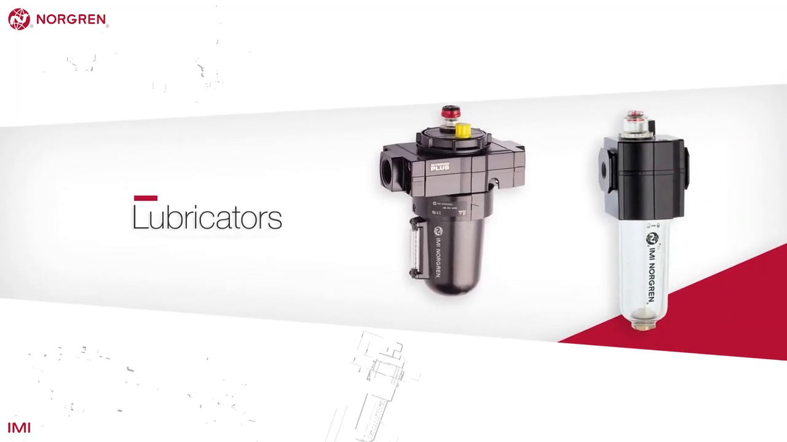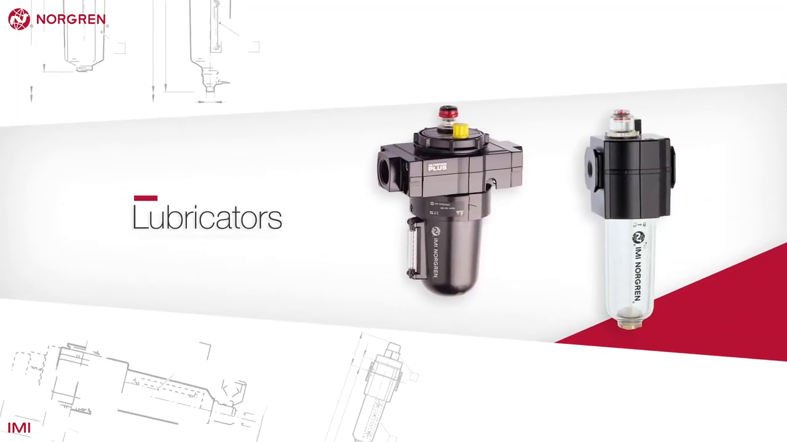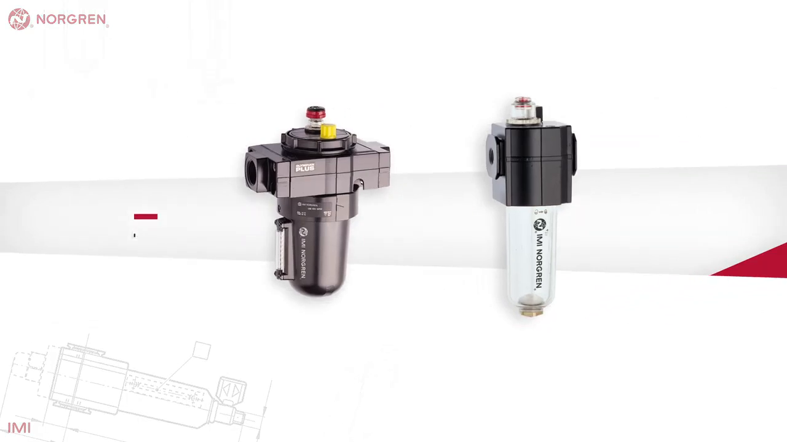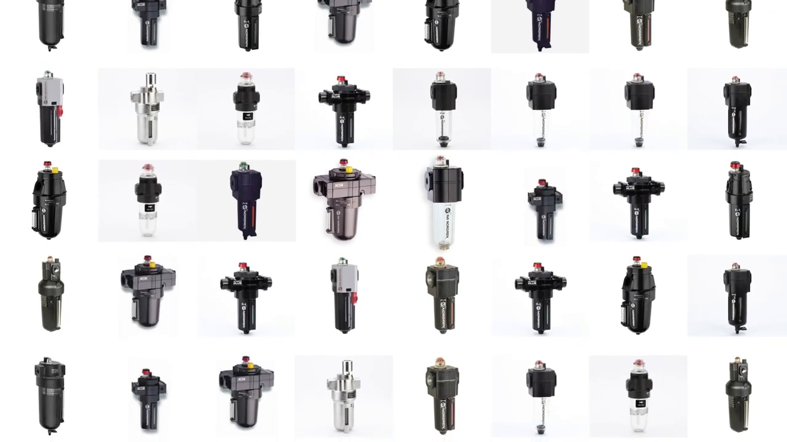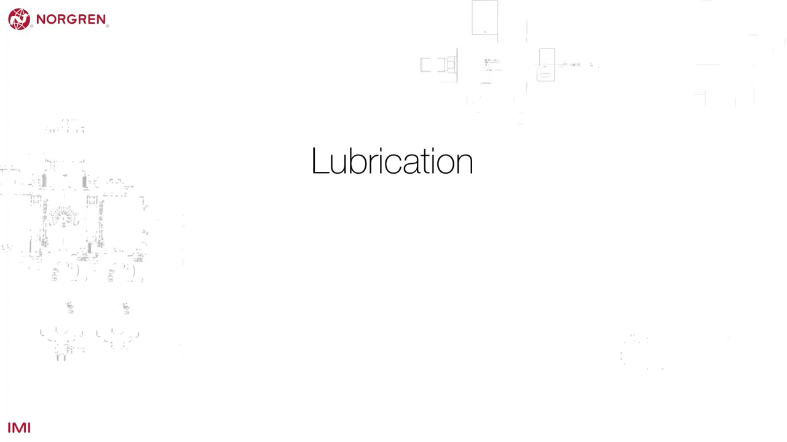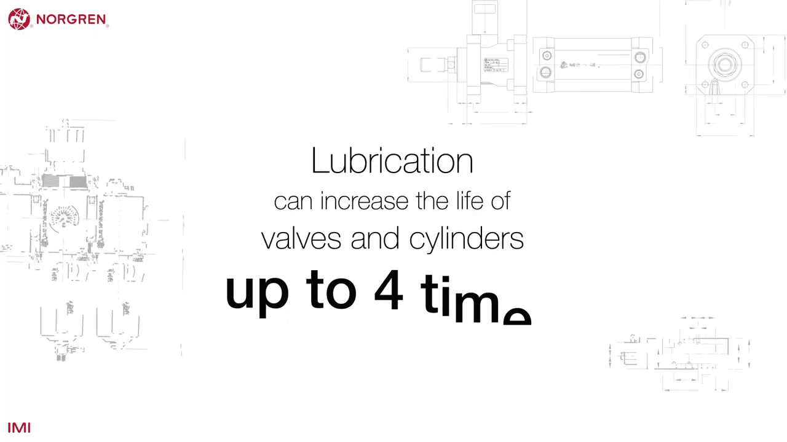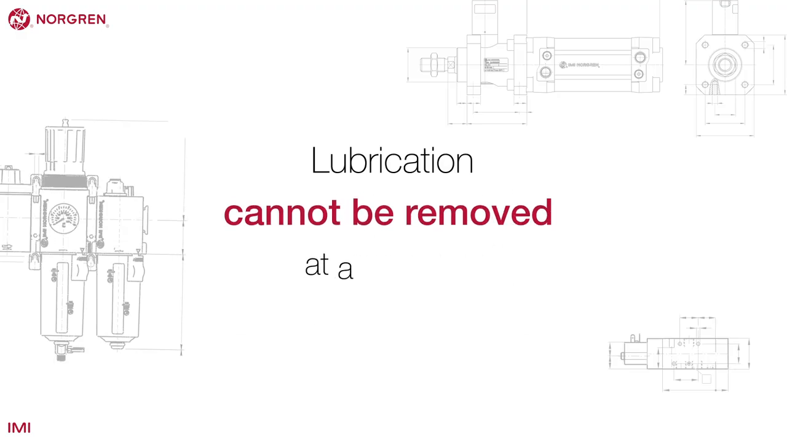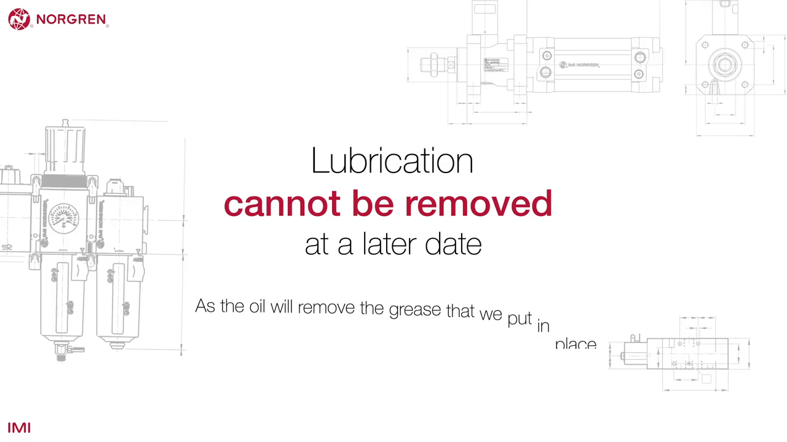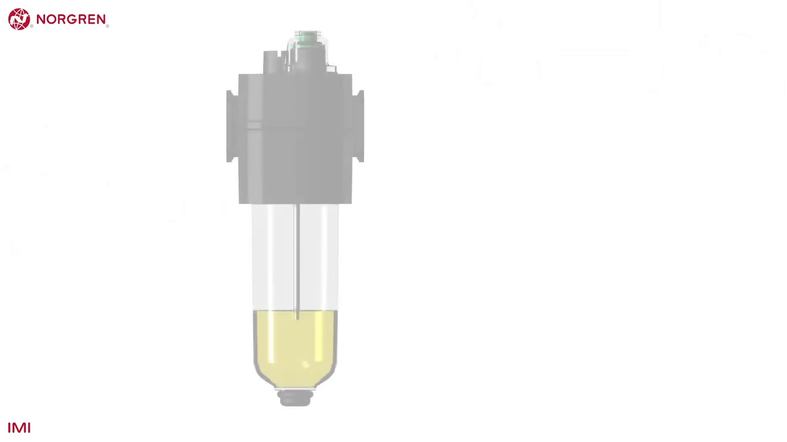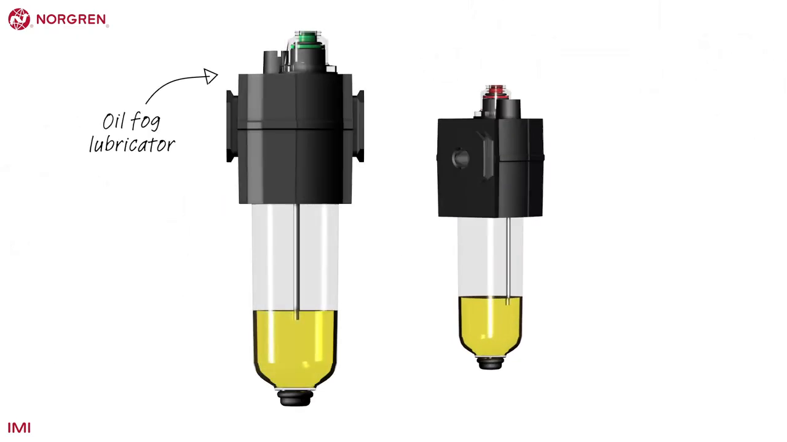Lubricators introduce the correct amount of lubricating oil into a system to reduce wear on pneumatic equipment. Most Norgren products will work without lubrication, and a non-lubricated system is cleaner. However, lubrication can increase the life of valves and cylinders by up to 4 times. If you choose to lubricate your system, the oil that's introduced will remove the grease that was added when the units in the system were assembled. That means lubrication cannot be removed at a later date. Norgren have 2 types of lubricator.